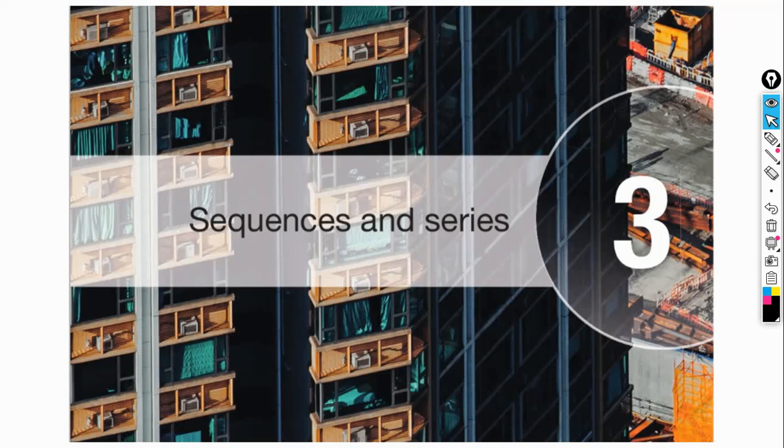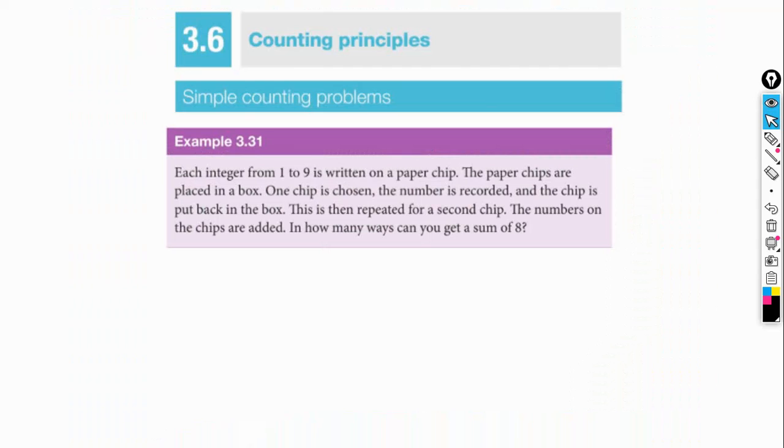Hello everybody, so we continue with chapter 3, sequences and series, and now we're going to look at section 3.6, counting principles. And we will begin with simple counting problems, specifically example 3.31. And it says, each integer from 1 to 9 is written on a paper chip.